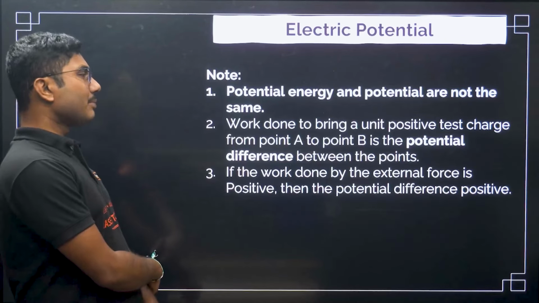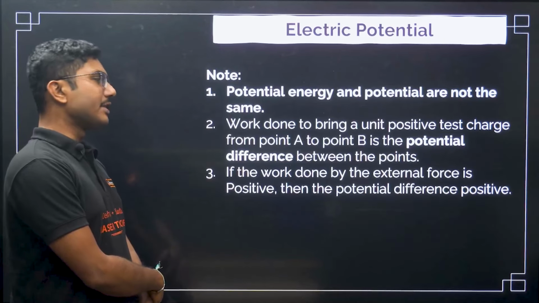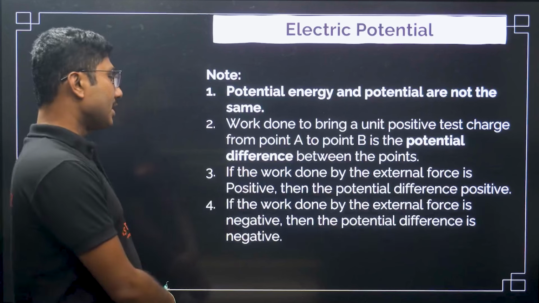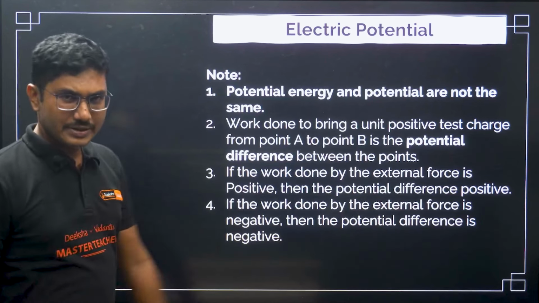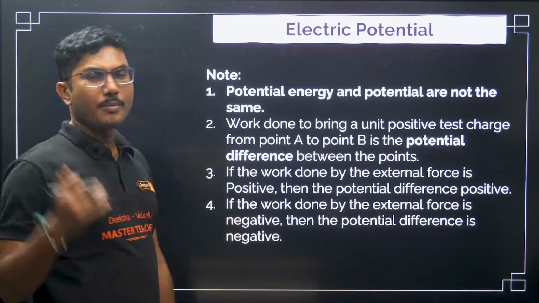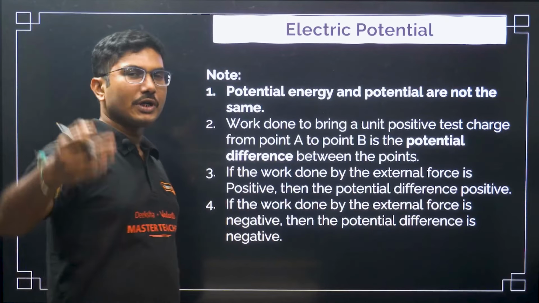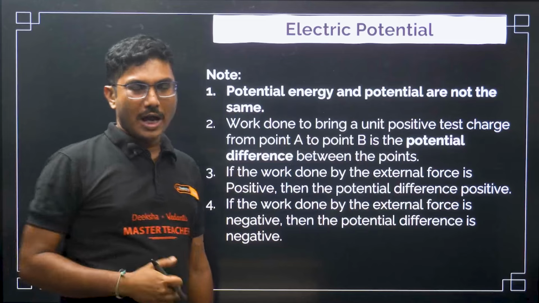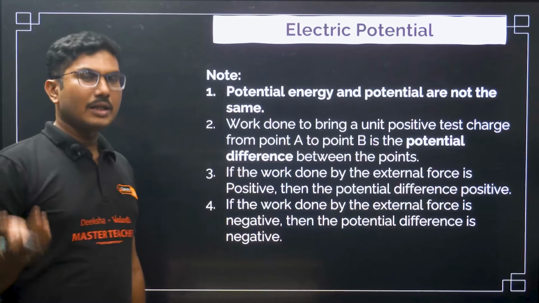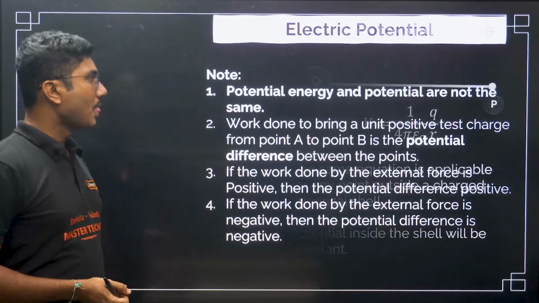If the work done by the external force is positive, then the potential difference is positive. If the work done by the external force is negative, then the potential difference is negative, right? So if you move from low potential to high potential, that means you are doing work, but if the object is coming from high potential to low potential, then the work done will be negative.